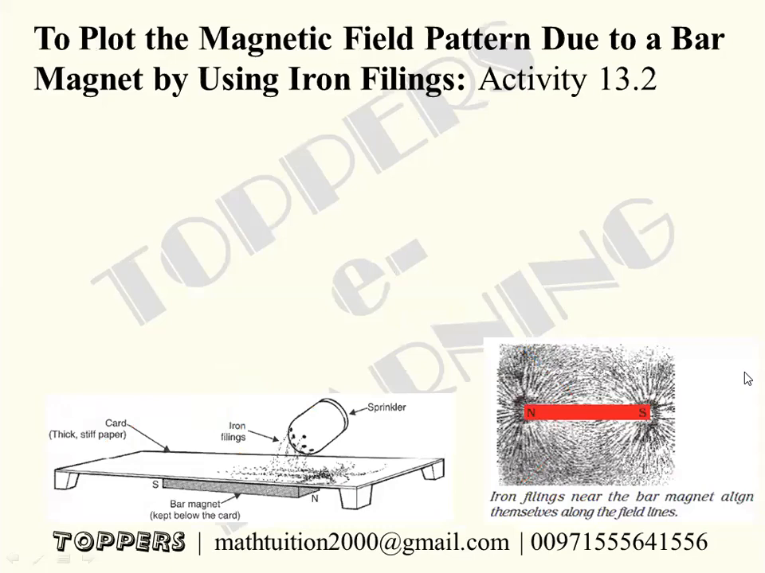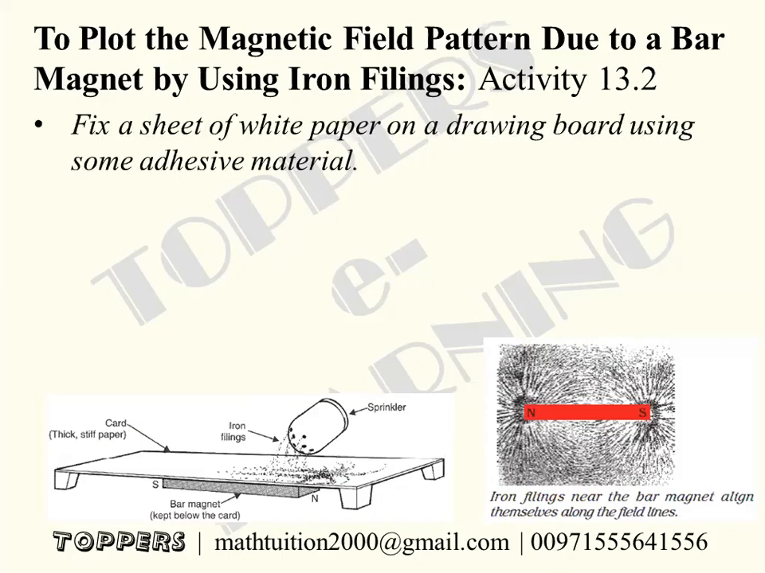Now, to plot the magnetic field pattern due to a bar magnet by using iron filings. This is a textbook activity given as 13.2. Let us go through that. Fix a sheet of white paper on a drawing board using some adhesive material. Here we have a white sheet of paper, and we have just fixed it.